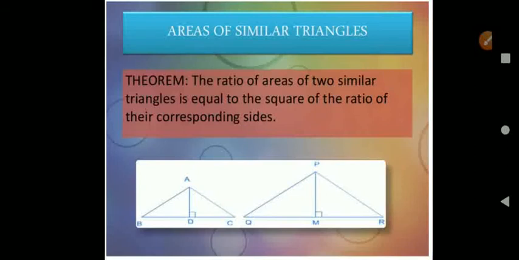If AB and PQ are the corresponding sides, then you can say that area of triangle ABC upon area of triangle PQR is equals to AB square upon PQ square, or BC square upon QR square, or AC square upon PR square. It is the criteria. In example, we can consider only one pair. This theorem is now removed from the syllabus for this year.